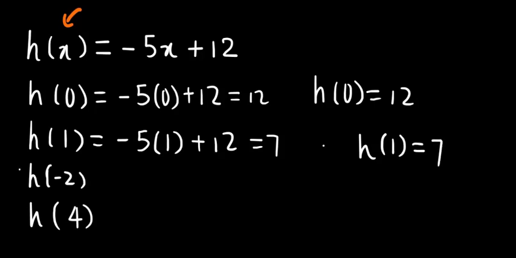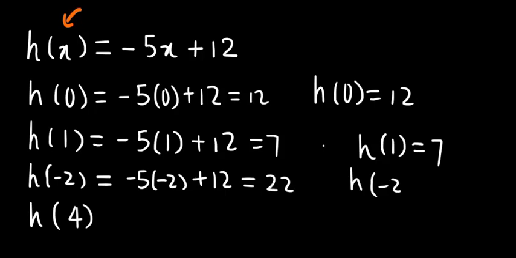Pause this video, see if you can solve this too. Oh, I actually don't want to connect them. I want to solve them independently. I'm going to say -5 times -2 plus 12. -5 times -2, that is +10. We have 22. So when the input is -2, we have 22.